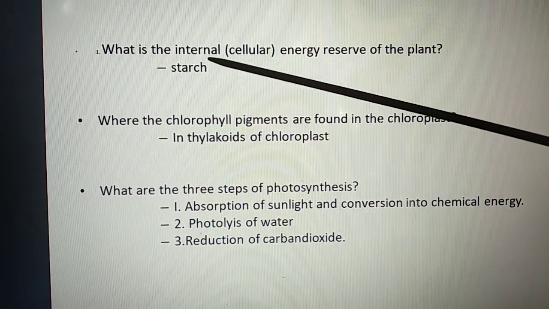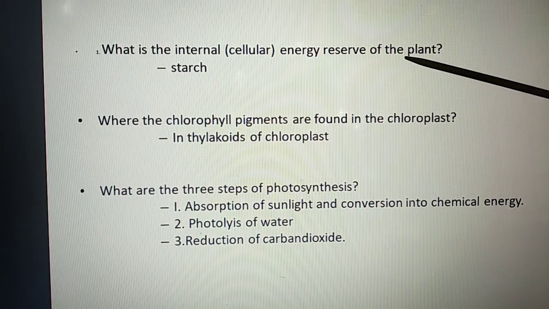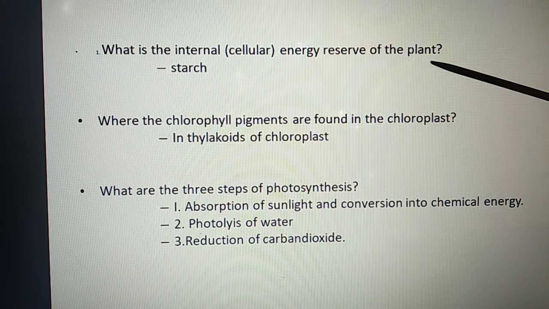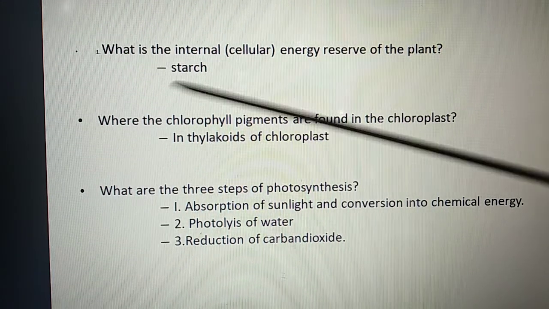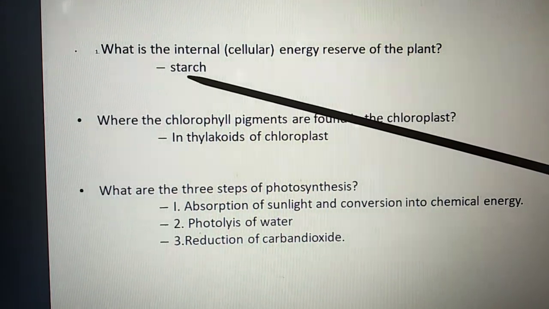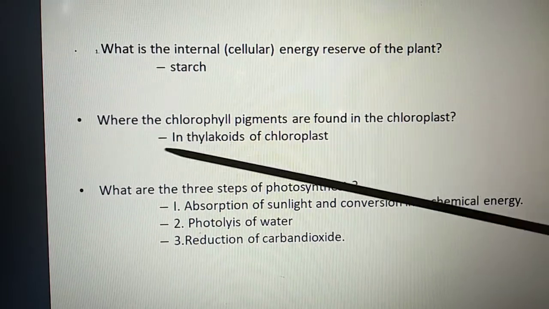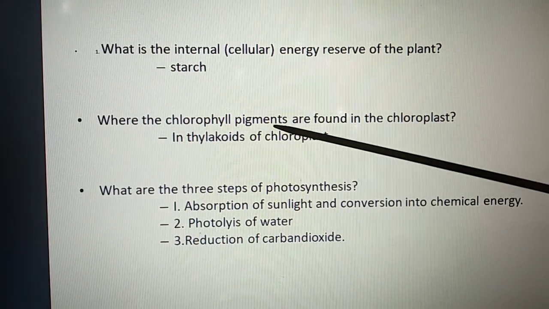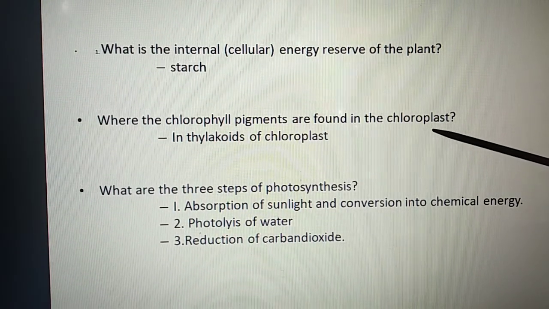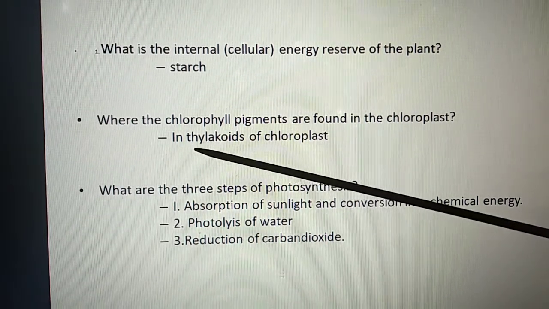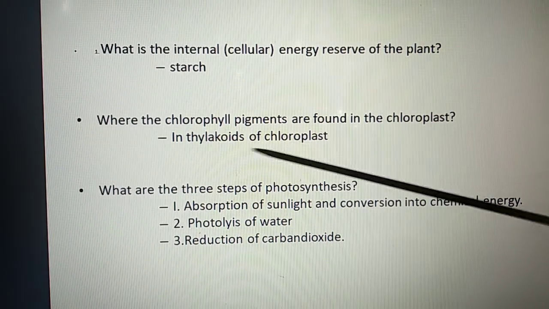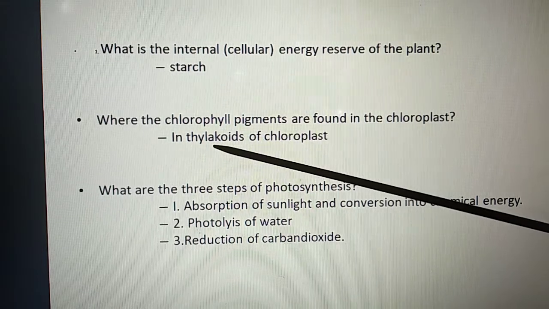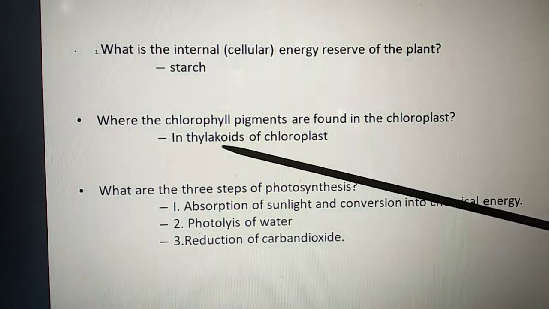The first question is, what is the internal energy reserve of the plant? Then guess the answer. The answer is given to you. The answer is starch. Then second question, where are the chlorophyll pigments found in the chloroplast? Then chlorophyll pigments are found in the chloroplast structure, that is a coin-like structure called thylakoid.